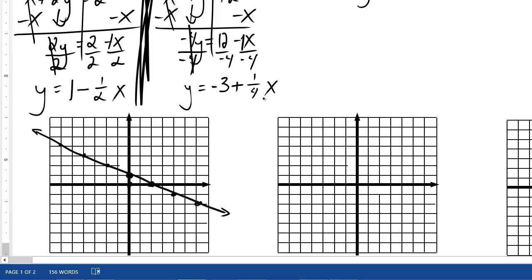So let's go ahead and graph that. Our y-intercept is at negative 3. So from your origin, go down 3. 1, 2, 3. Then our slope is positive, so we'll go up 1 and right 4. Up 1 and right 4.